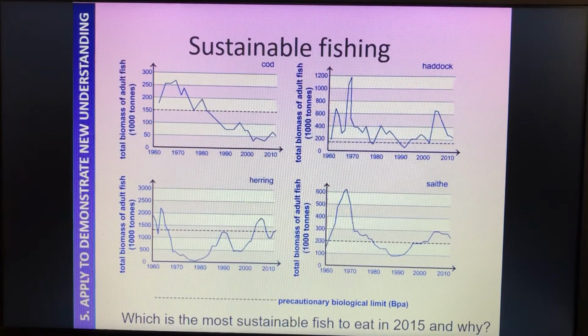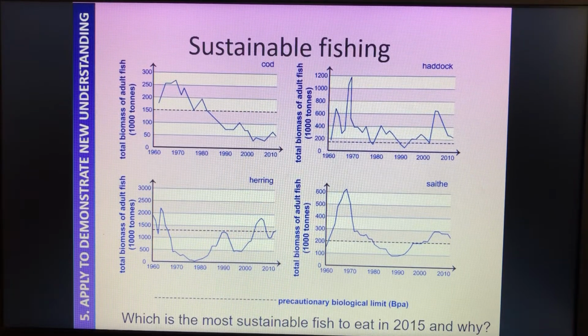Haddock, pretty much all the time, stays above the precautionary limit, okay? It's the best one at staying above the precautionary limit. But in terms of how low that precautionary limit is, it's very low. So it means that, yes, they're kind of coping and managing, but the numbers are still pretty low, okay?